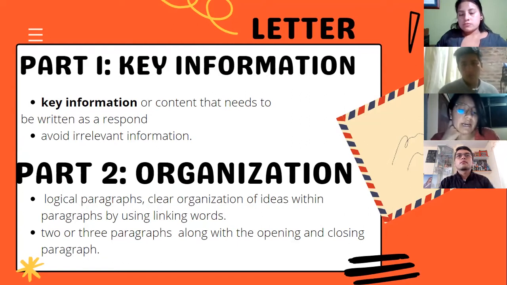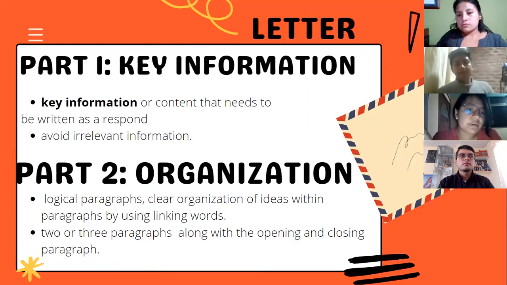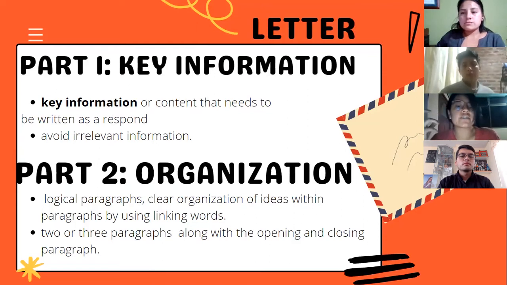The second part is the organization. In this part, we have logical paragraphs. It's going to assess the clear organization of ideas that we are going to have along the paragraphs by using linking words. It's very recommendable to use at least 2 or 3 paragraphs along with the opening and the closing paragraph. So in total, you're going to have almost 4 to 5 paragraphs.